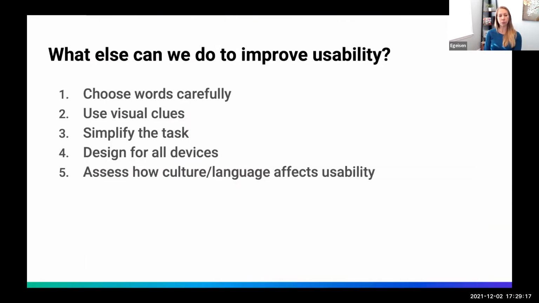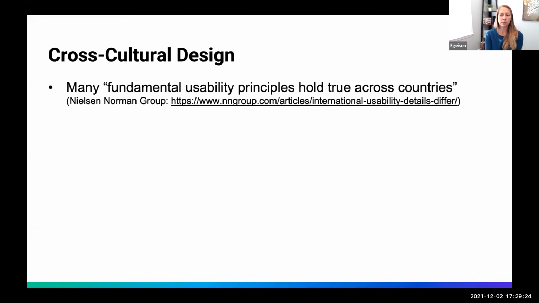So the last thing that I wanted to talk about is how culture and language affect usability. Most of the advice I've given today has been based on research with US populations. And I know that many of you don't live in the US. But fortunately, a lot of the usability research suggests that many of the fundamental usability principles do hold true across countries. But I want to be clear that that doesn't mean that an instrument designed for one country or language is automatically usable in another.